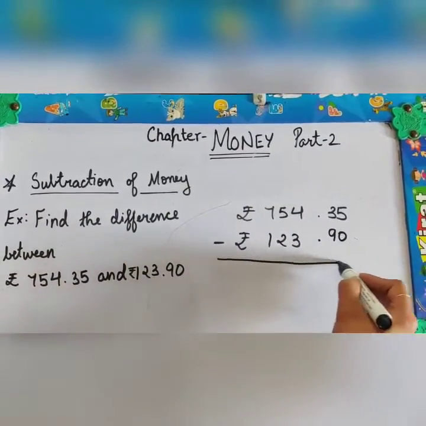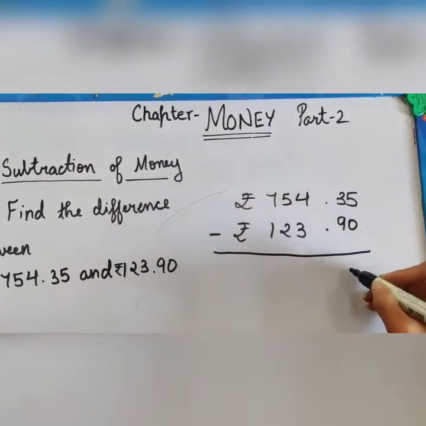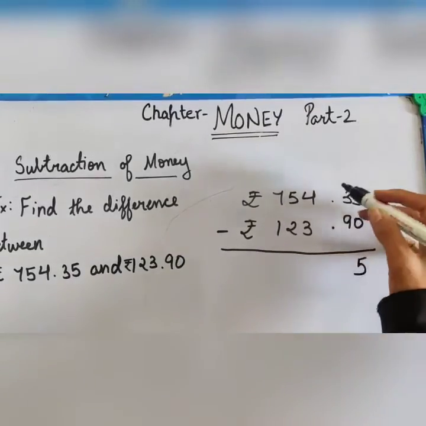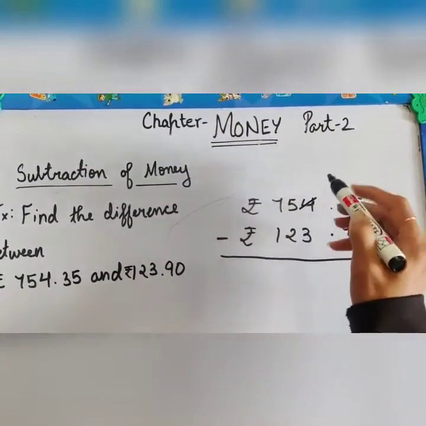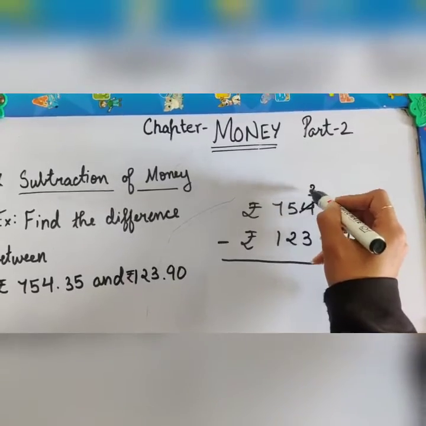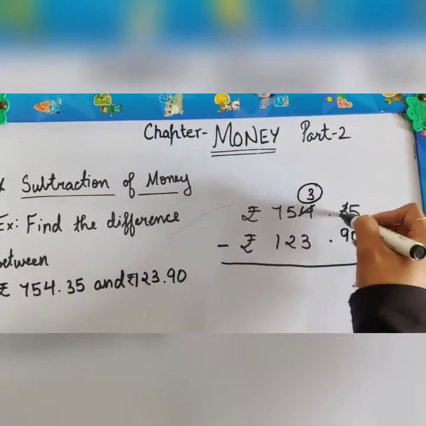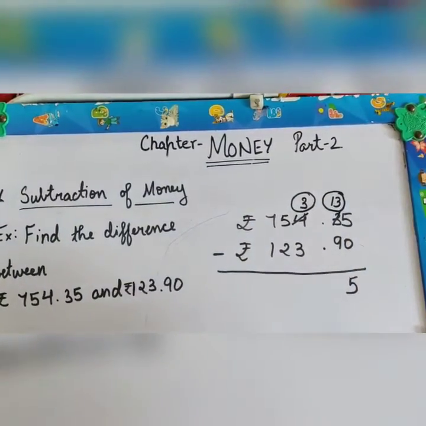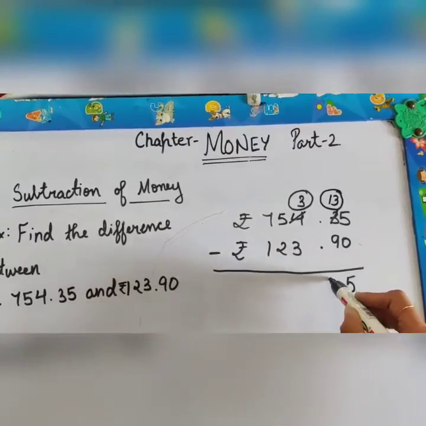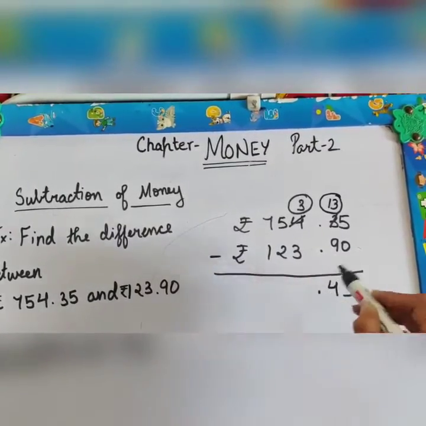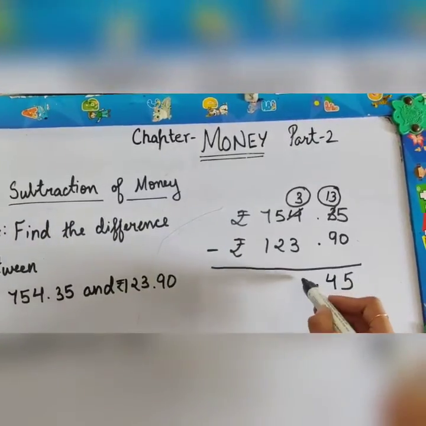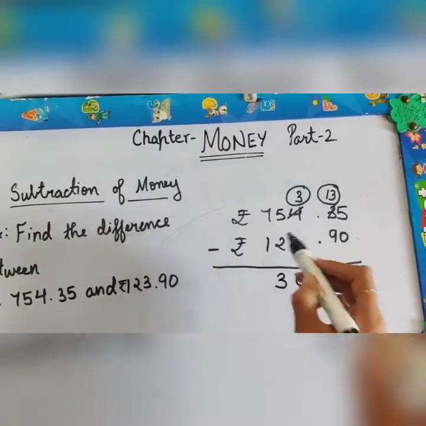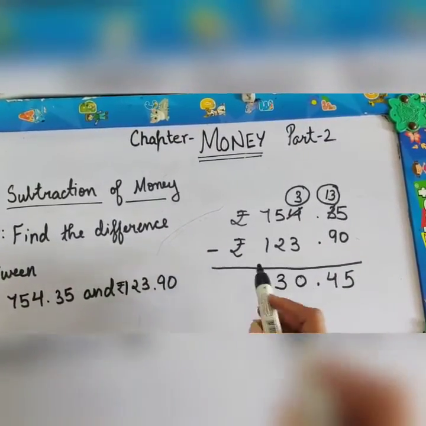Now we will do subtraction. 5 minus 0, 5. 3 minus 9 we cannot do because 3 is smaller. We will borrow from here, 4. 4 will become 3 and 3 will become 13. 13 minus 9 is 4. We will write here 4. Then we will put a dot. Now 3 minus 3, 0. 5 minus 2, 3. 7 minus 1, 6. So our subtraction is over.